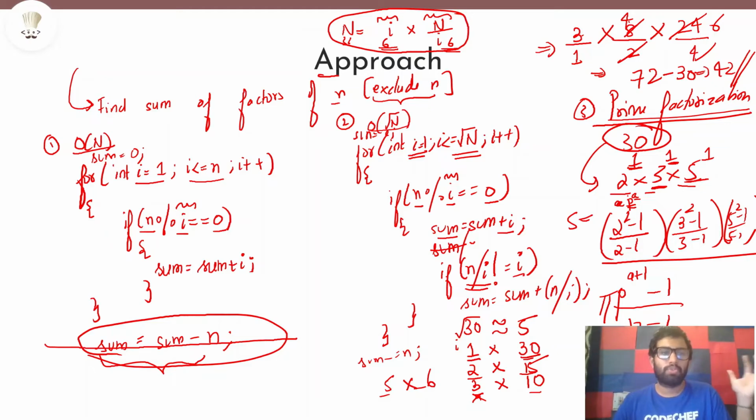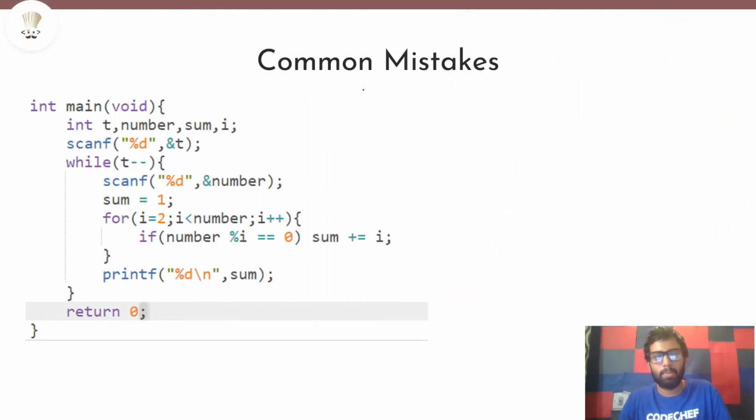Like the simplest way in the brute force approach is just run a loop till less than n. So this is also one way to exclude n. I hope all these are clear. Now let's look at a few mistakes to avoid.